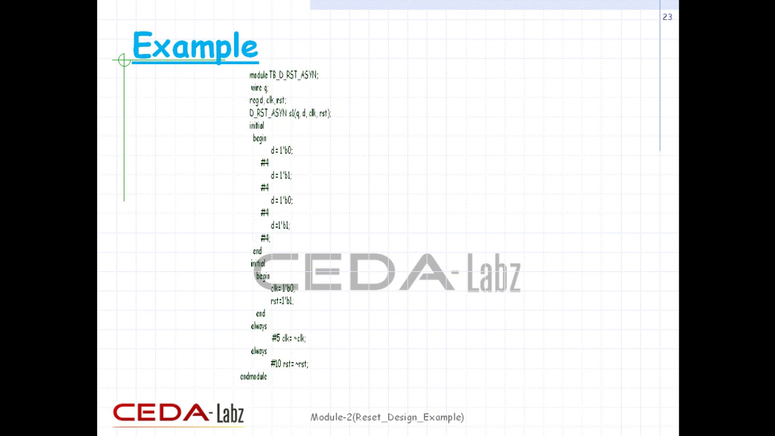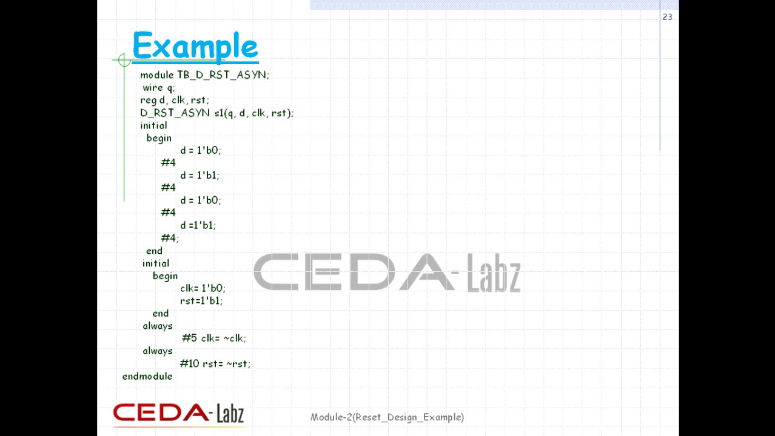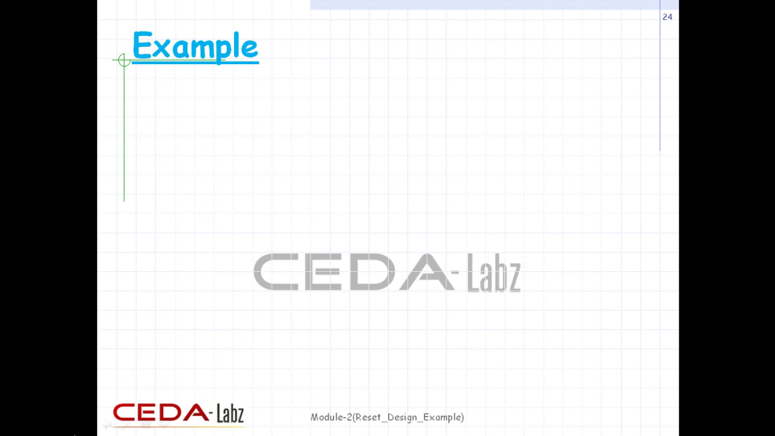Here is the test bench for the code, which is very much similar to the test benches we used to design earlier. Starting with module name, an output declared as wire and input declared as reg. Module which is defined in the previous slide is instantiated here. And all input conditions which are to be tested are mentioned within this initial block. And this initial block initializes the clock and reset. And these always blocks are used to generate the clock and reset respectively. And finally module is terminated.